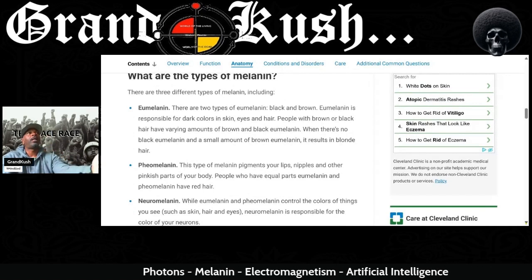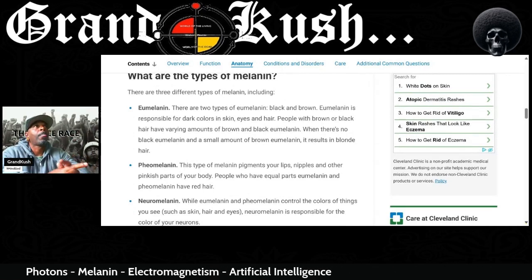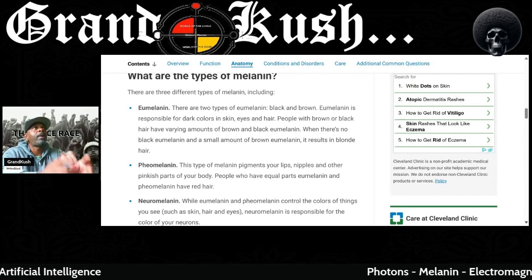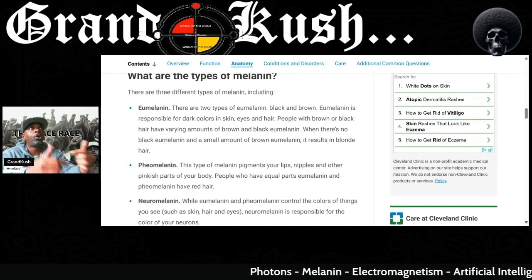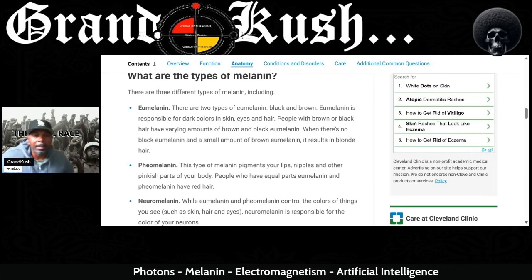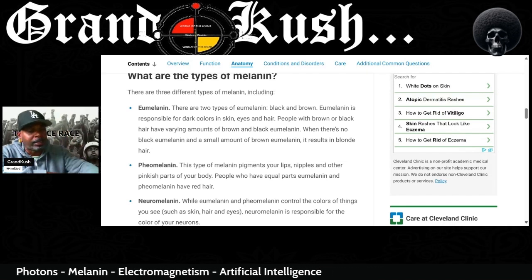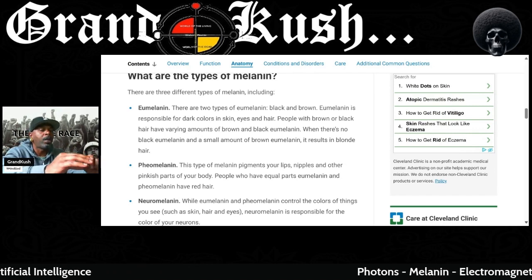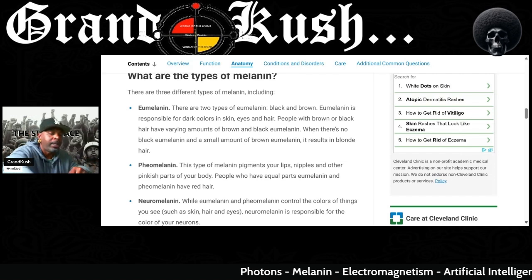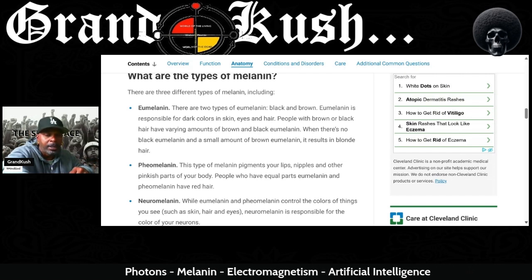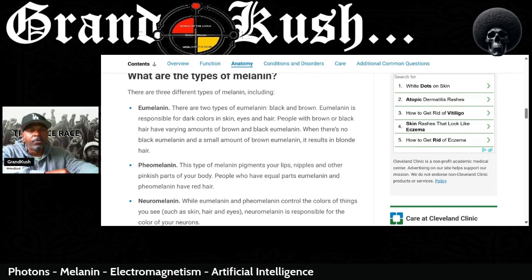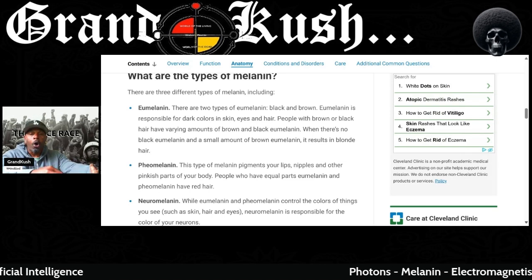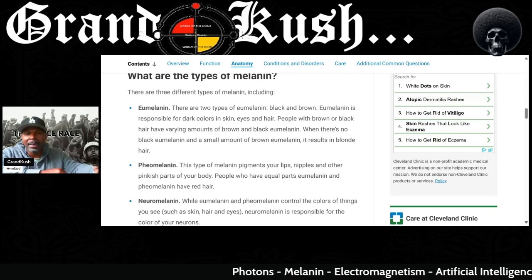What are the types of melanin? Eumelanin. People with brown or black hair have varying amounts of brown and black eumelanin. Do you know why that's written like that? Because we're not really black people. Like when you talk about black Indians, what are you talking about? When you talk about black people, what are you talking about? Really and truly, when you get down to the nuts and bolts of this, it's a descriptive term from people who do not have strong brown and black pigmentation.